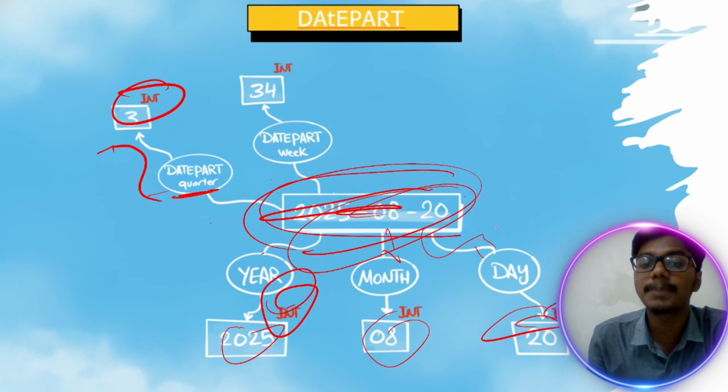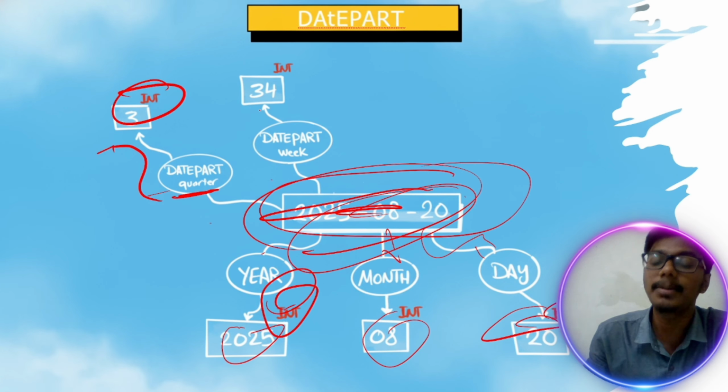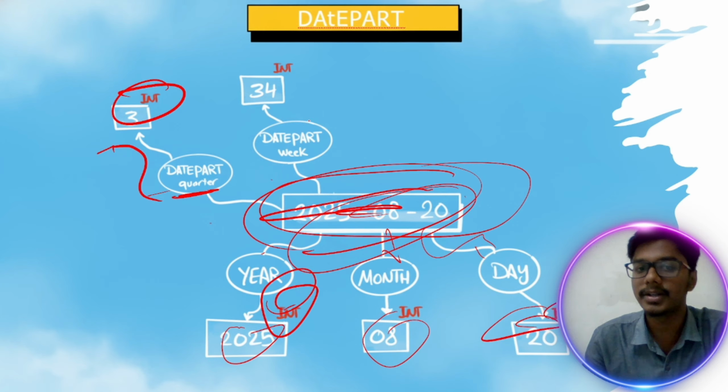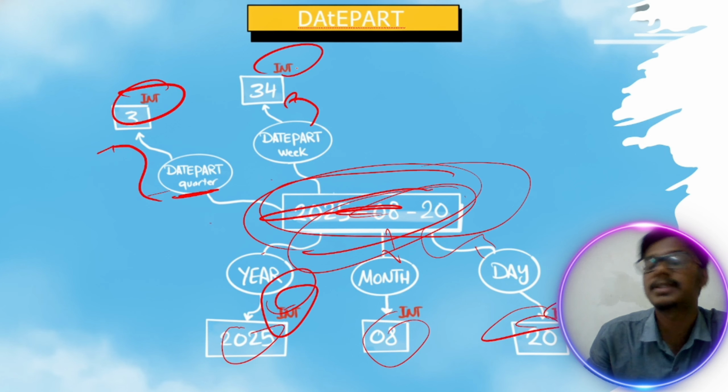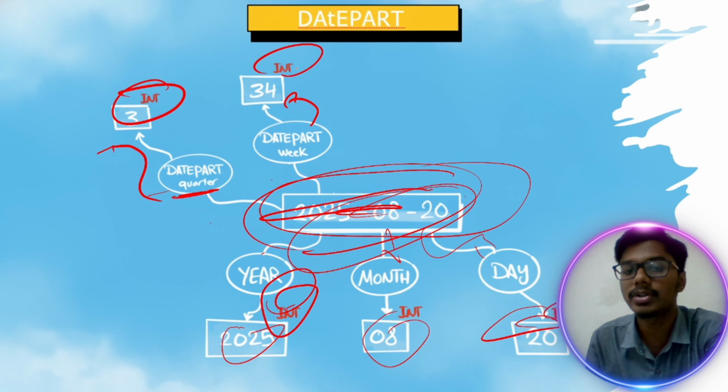If we give this date to the DATEPART function and I want the week, in which week does 20th August come? You may count it, right? It may be in the 34th week, and the output must be an integer. So that's why we use the DATEPART function.